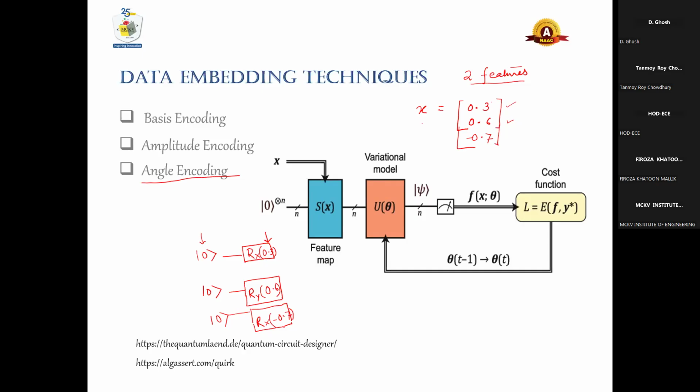So how many qubits do you require for this? You first have to decide how many features there are, and then you add on these qubits. For every single qubit, you put the data: the first data goes here, the second data goes to the next qubit, and so on. So this is how you encode it. Now let me show you this. Just a second.